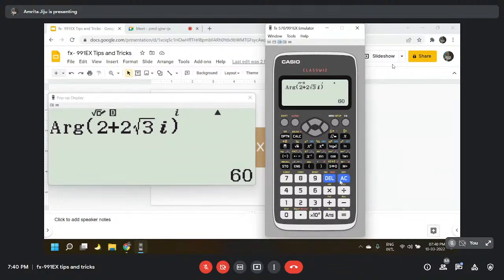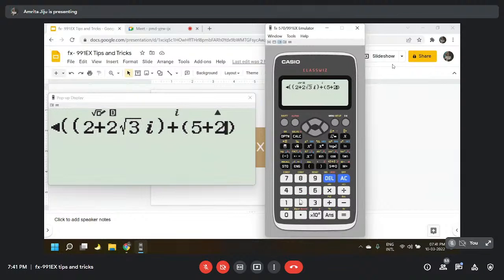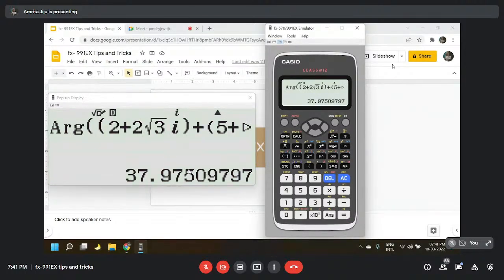Now you can actually use it with multiple functions. Say you have to add two numbers, you just add a bracket here and a bracket here. You just give a plus sign and say 5 plus 2i, and you just click equals. You will get the argument of the summation of these two numbers. And that's how argument works.